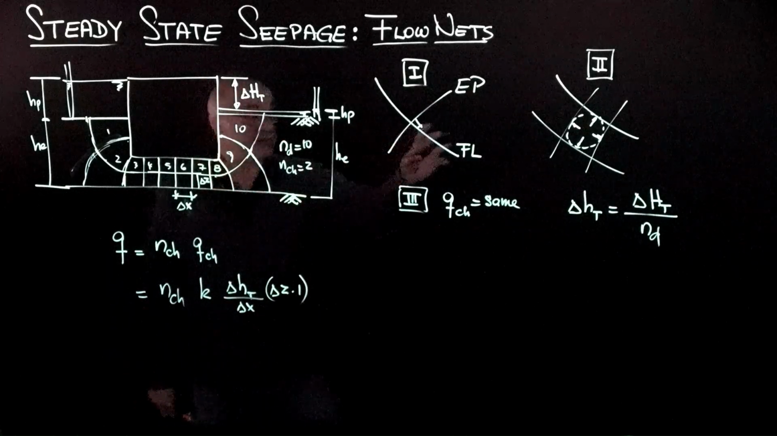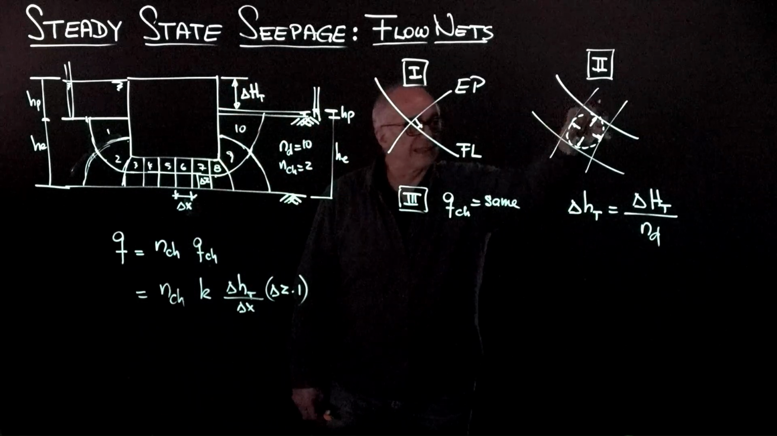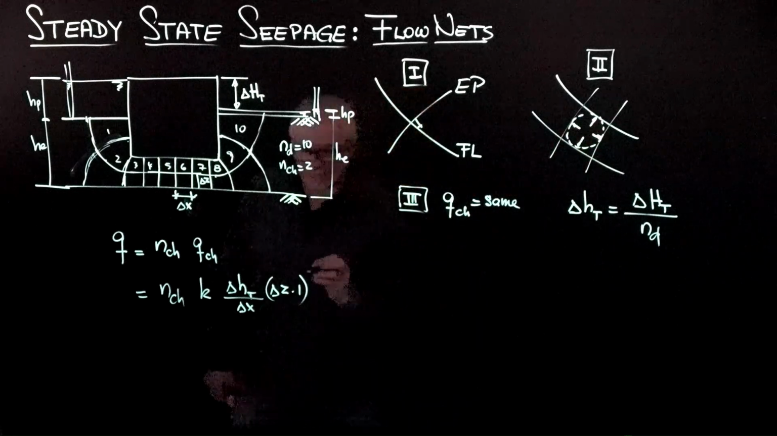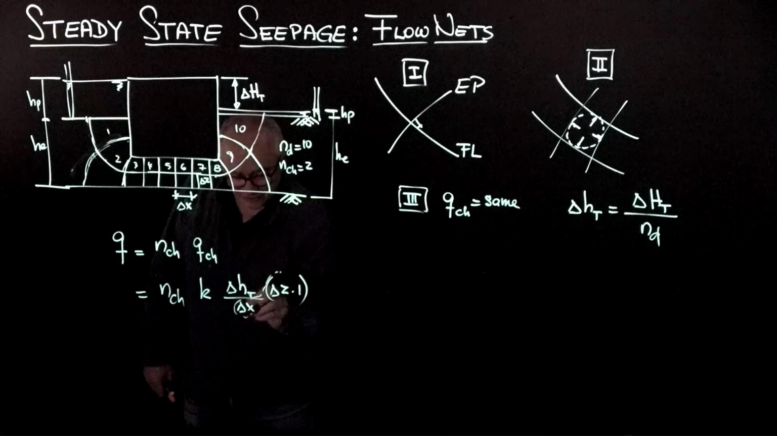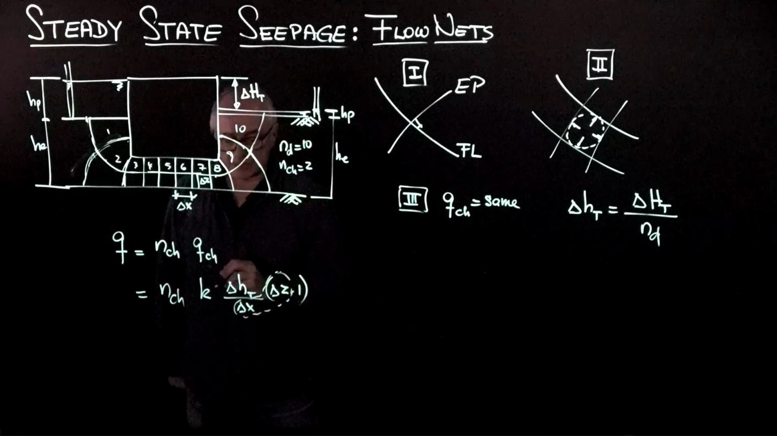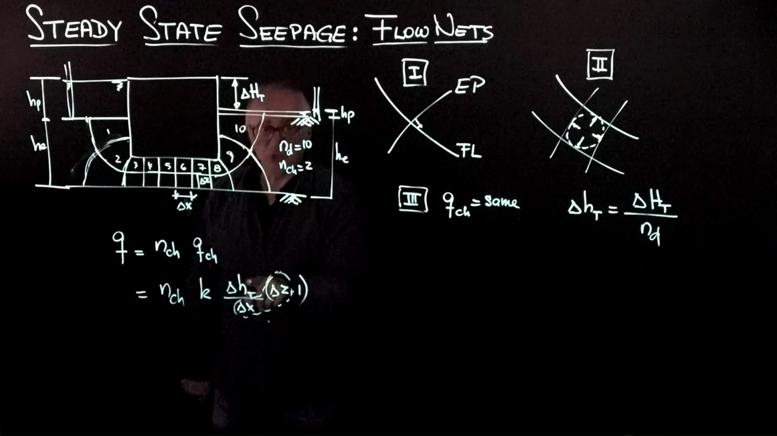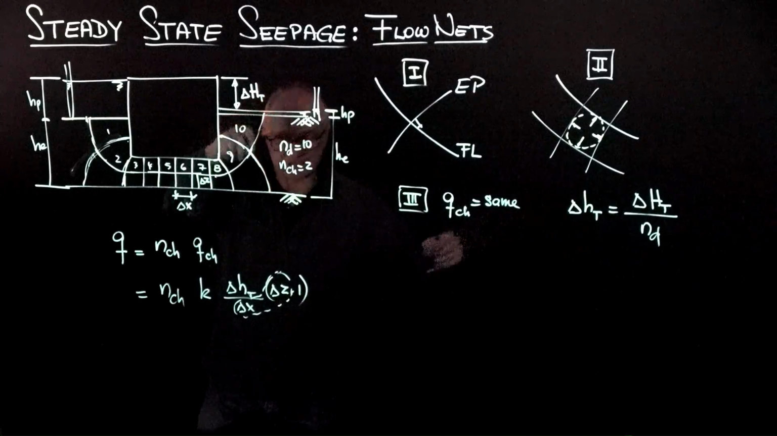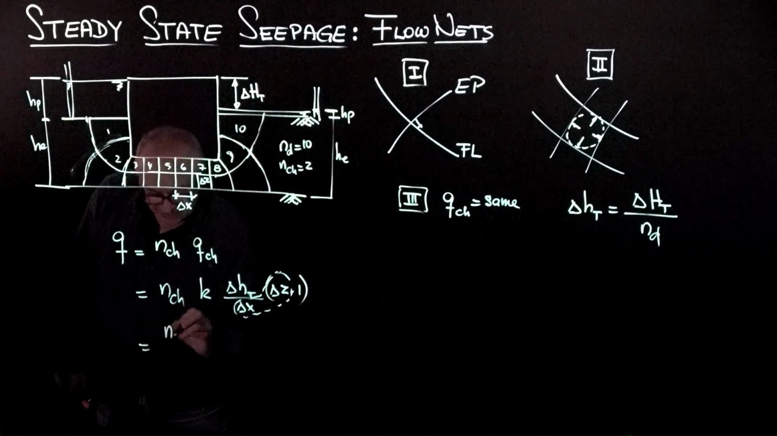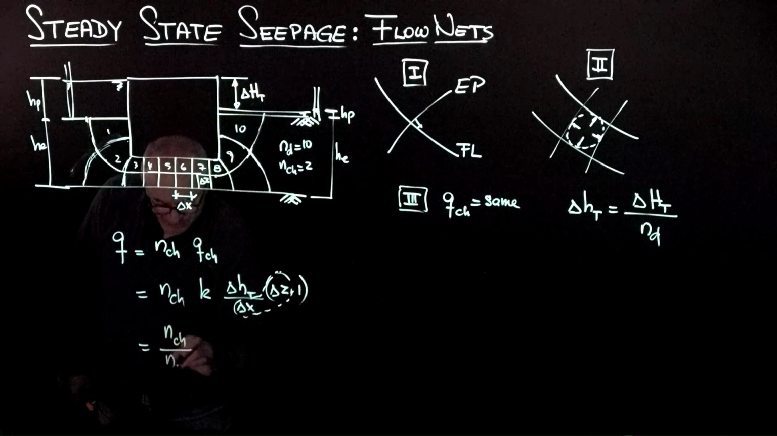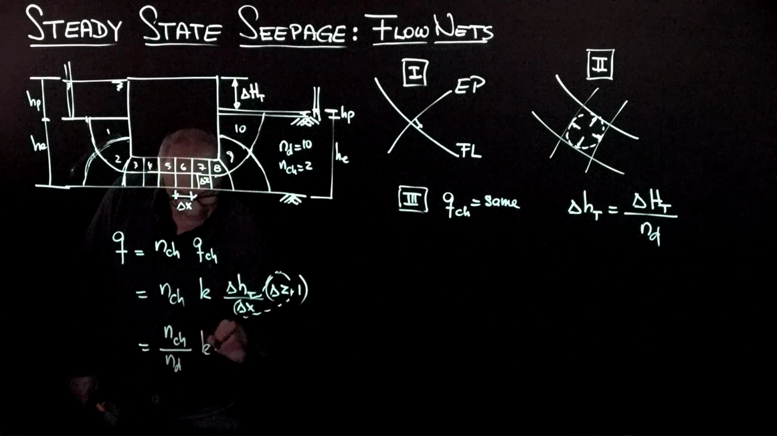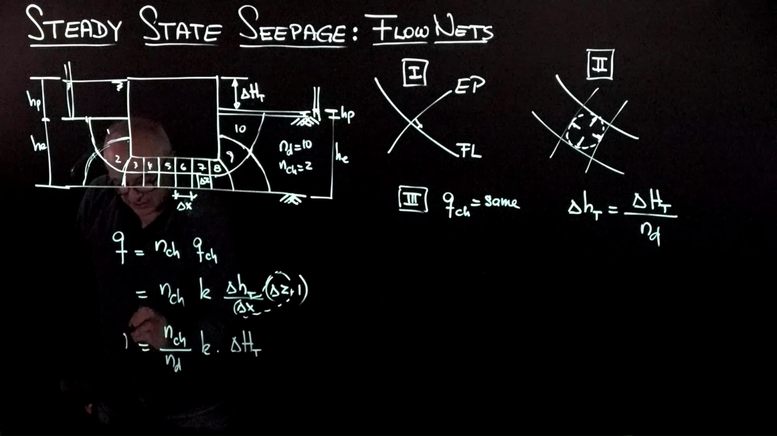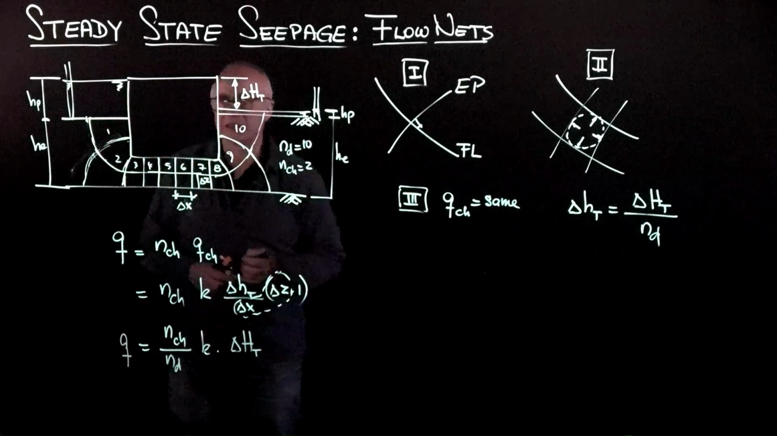Now, because we impose the condition of these squares, that means that delta x and delta z are the same. So if we draw the flow net with this ratio, this becomes 1. And delta H between two successive equipotentials is the total energy loss divided by the number of drops. So now I have that this is the number of channels over the number of drops times K times delta H total. And this is the total flow rate beneath that concrete block.